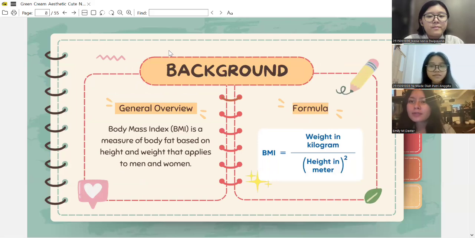The thing that we focused on in our project was BMI. What is BMI? BMI stands for Body Mass Index, which is a measure of body fat based on height and weight that applies to men and women, where the formula is weight in kilograms divided by height in meters squared.